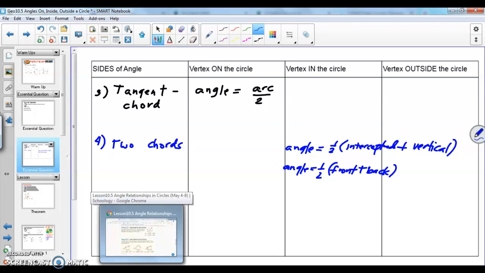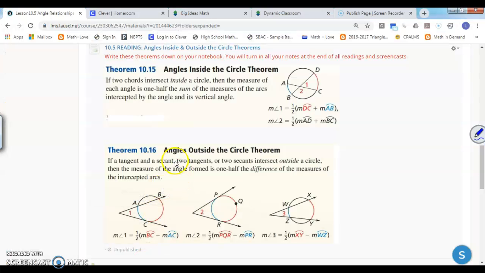Now let's go back. There's another theorem. Angles outside the circle theorem. If a tangent and a secant, two tangents, or two secants intersect outside a circle, then the measure of the angle formed is 1/2 the difference of the measures of the intercepted arcs. So let's take a look at these figures one by one.